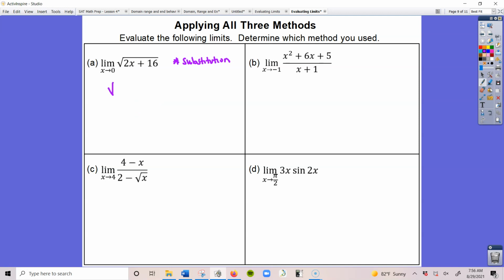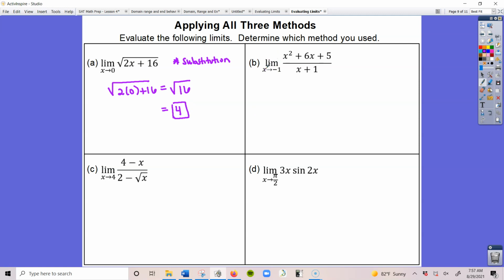So we get the square root of 2 times 0 plus 16. 2 times 0 is 0, so we have the square root of 16, which is equal to 4. So this is my limit.